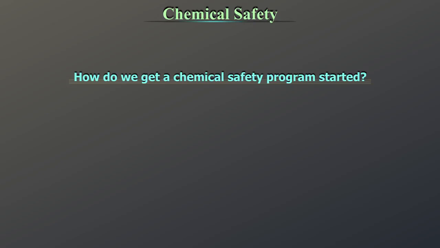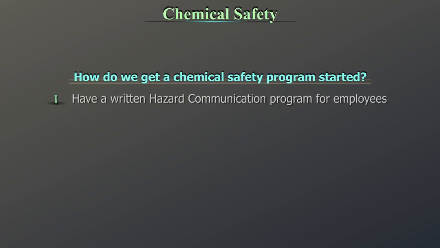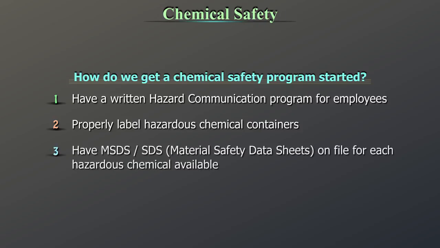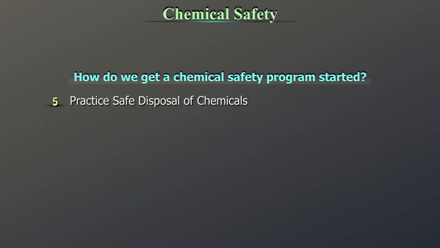8 suggested steps are: have a written hazard communication program for employees. Properly label hazardous chemical containers. Have MSDS or SDS, Material Safety Data Sheets, on file for each hazardous chemical available. Practice safe storage of chemicals. Practice safe disposal of chemicals.